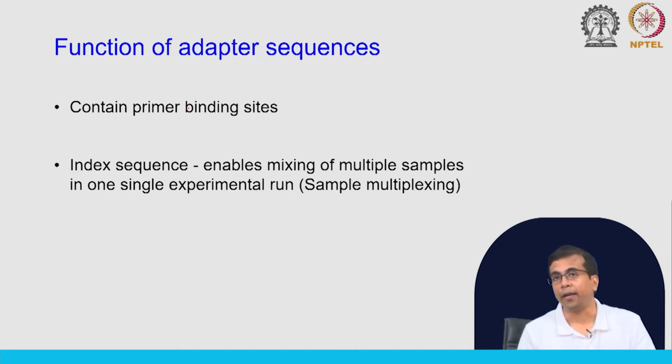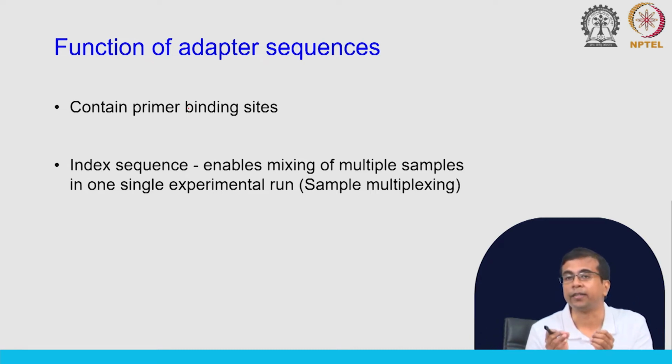So, they contain some sequences which can be used as primer binding sites. Okay. In addition, these adapters can contain something called index sequences, right. These are again some base pairs which enable mixing of multiple samples, right. So, you have some sequence, right, which could be unique, and you can use these unique index sequences for different samples. Okay. Because you can generate huge amount of data with these next generation sequencing technologies, you can sequence, let us say 96 samples in one go.